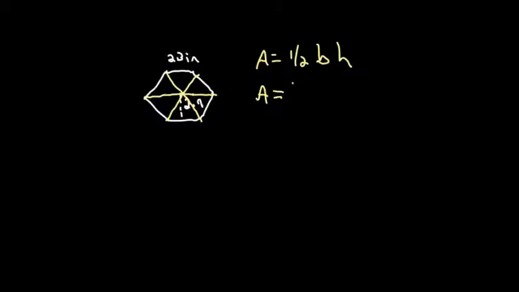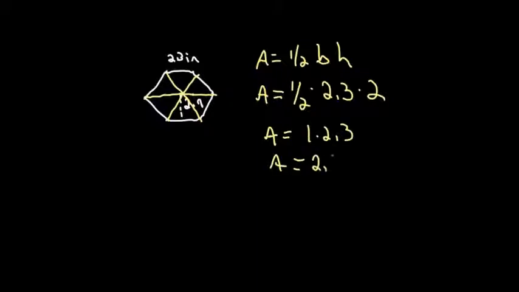So area would equal 1/2. My base is 2 3/10 times my height of 2. So before I multiply these, I'm looking at it, I can easily do half of 2. Half of 2 is going to be 1. So my area is going to equal 1 times 2 3/10. So my area would equal 2 3/10.